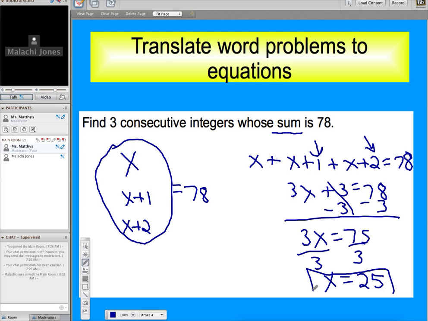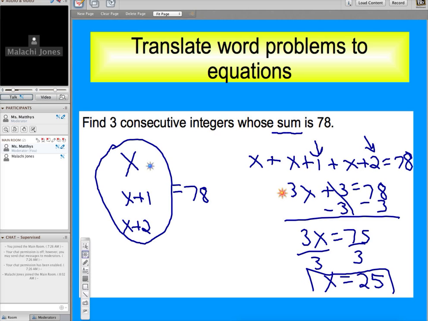So Malachi, let's look at this again. It says find 3 consecutive integers whose sum is 78. If you were going over to your test and this kind of question came up, all right, what would you do to start with? How would you go about figuring this out? I would do 3x plus 3 equals whatever the number is.